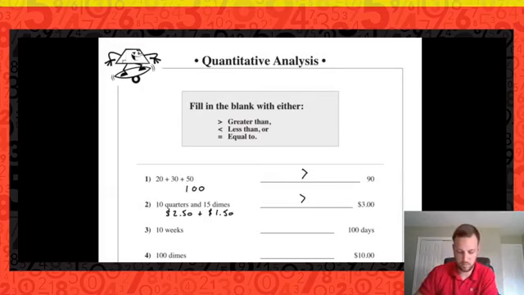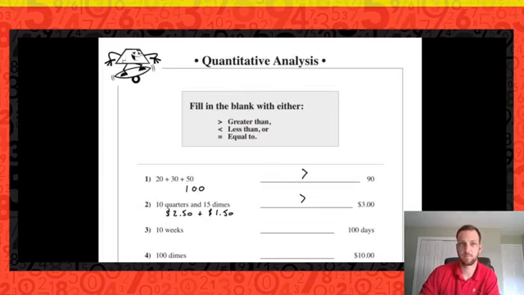All right, number 3. 10 weeks is how many days? Well, how many days are in a week? We know that it's 7. So 7 days, 10 times, is going to give us 70 days. We know that that is less than 100 days. Nice job.